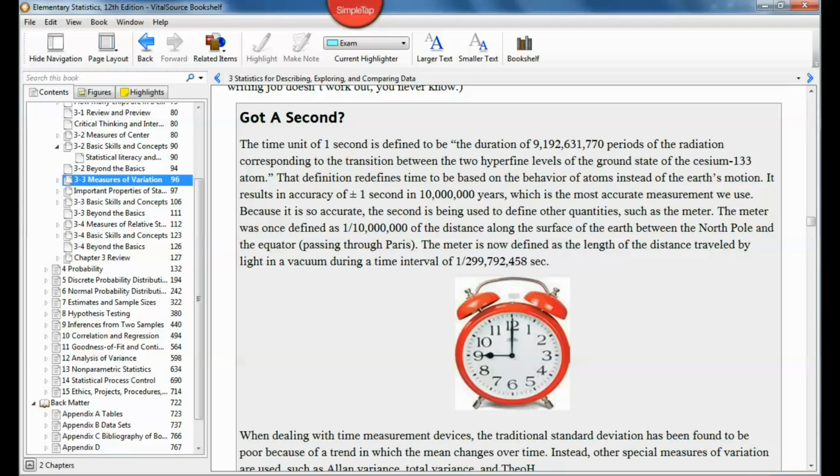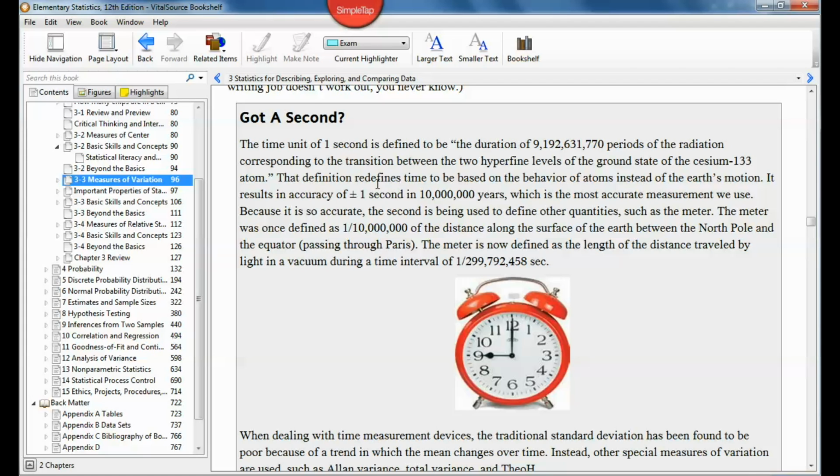Let's read through this example real quick. It just looks interesting because I see big numbers. All right. The time unit of 1 second is defined to be the duration of 9,192,631,770 periods of the radiation corresponding to the transition between two hyperfine levels of the ground state of the cesium-133 atom. That's how 1 second can be defined.